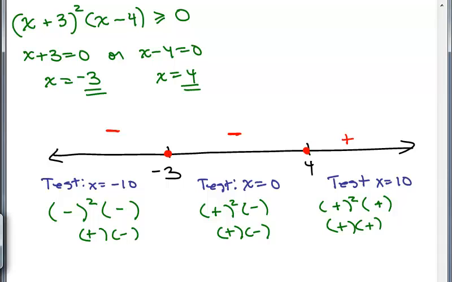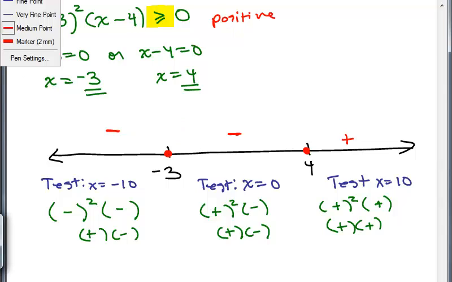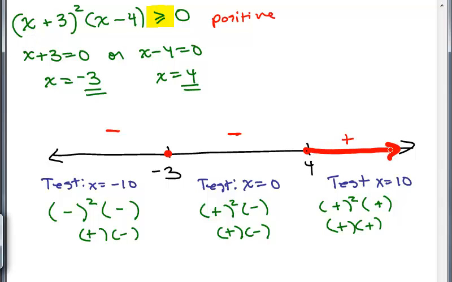Okay, now we have to pay attention to this right here. We want to make sure that we get a positive number in those intervals, right? Because when I multiply this left-hand side, I want it to be greater than or equal to 0. And we've already taken care of where it's equal to 0 at -3 and 4. So now I'm looking to find in the intervals where it's positive, and there's only one place here. It's going to be over here, the only place where it's positive.